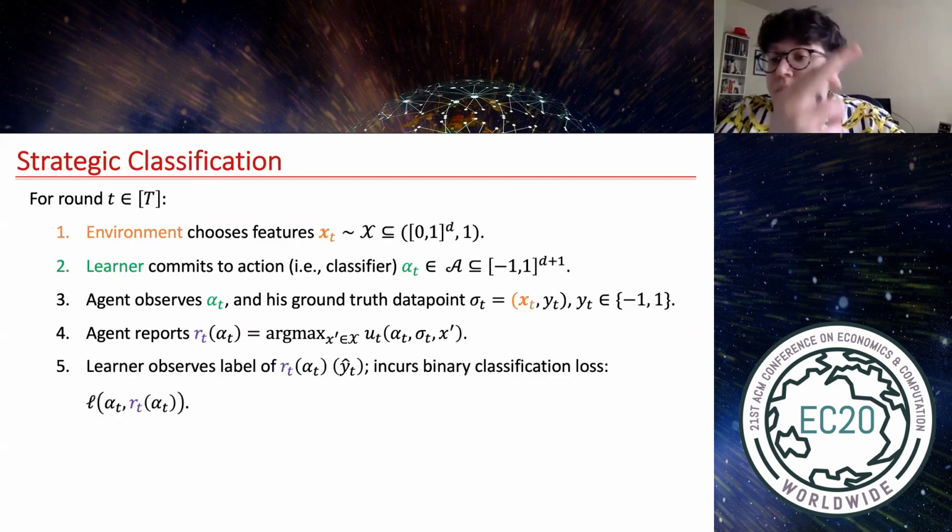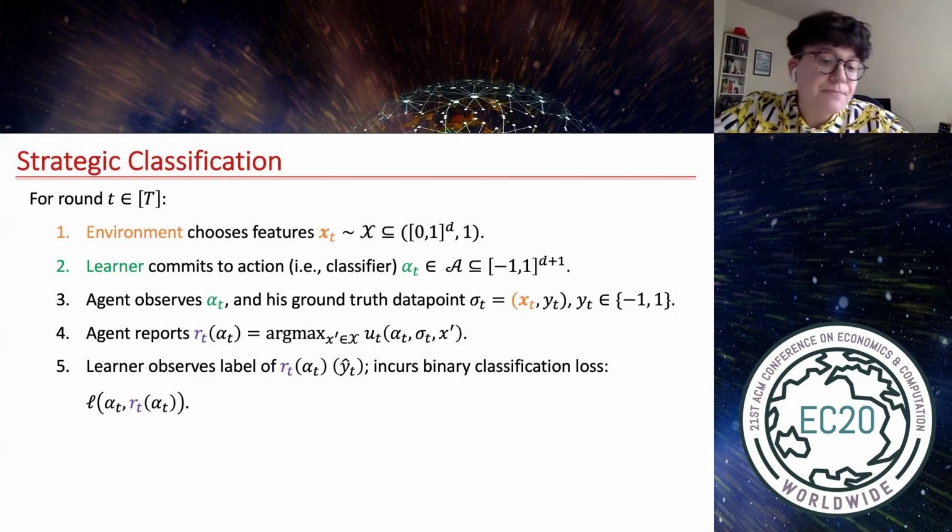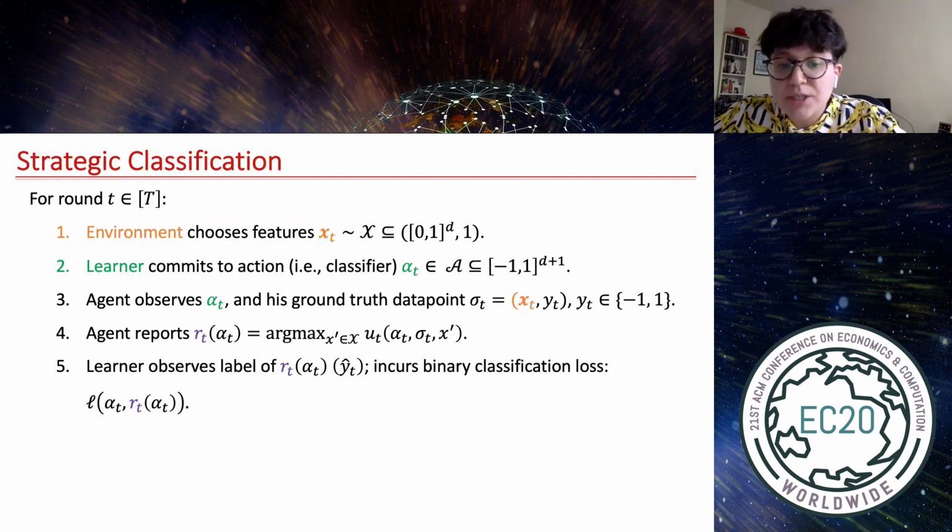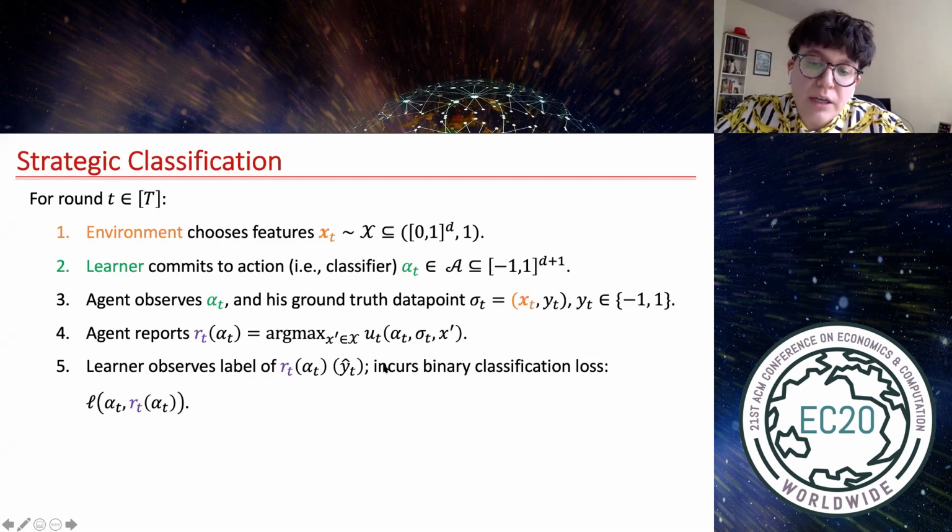So for example, these are the altered SAT scores after you've taken tutoring classes, or you've taken the SAT multiple times. The learner observes the label of this data point. Again, imagine that they have access to a perfect classifier, but just the label, not actually the classifier. You treat the classifier as a black box, and incur binary classification loss. This binary thing is just for the next slide. In general, you can incur any type of classification loss L that depends on the action that you committed and the best response of the agent that you saw at this round.